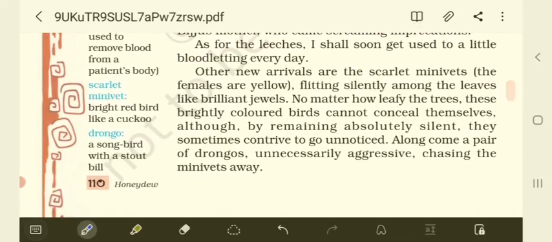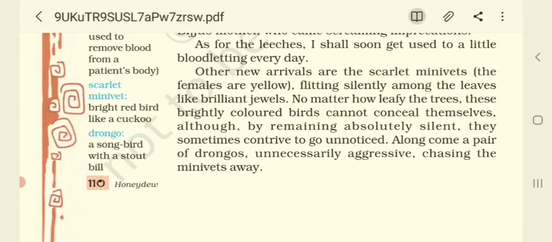What are they? Scarlet minivet. It refers to a bright red bird like a cuckoo. And then we will also read Drongo. What is Drongo? Drongo is a songbird with a stout bill. Okay, its bill is quite fat. So other new arrivals are scarlet minivets.